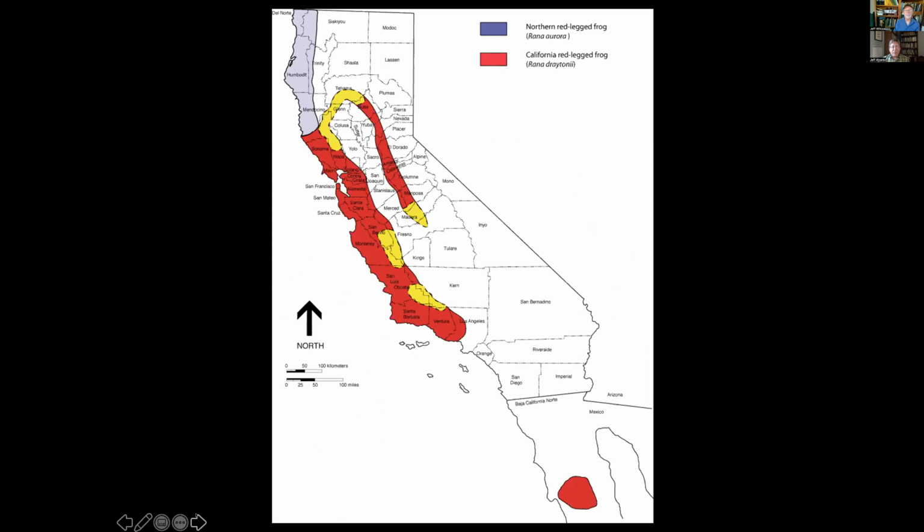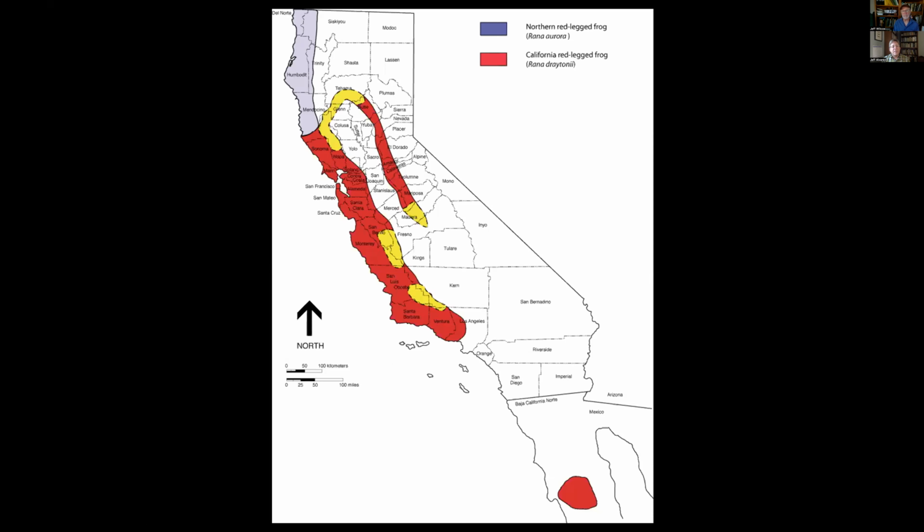The red is California red-legged frog, but I put in some yellow blotches, and those are areas where we have very little idea of what's going on. It doesn't mean the frog isn't present. It doesn't mean it's extirpated or reduced in numbers. It means these are big areas of private property that we have no access to, and we have very little idea of what's happening with red-legged frogs there. So if you work in this area, be one of those people who helps me out and put it on iNaturalist or CNDDB or both. We really want to answer some of the questions about these yellow blotches. It's probably pretty important so we know if the frog's still maintaining its populations in these areas.